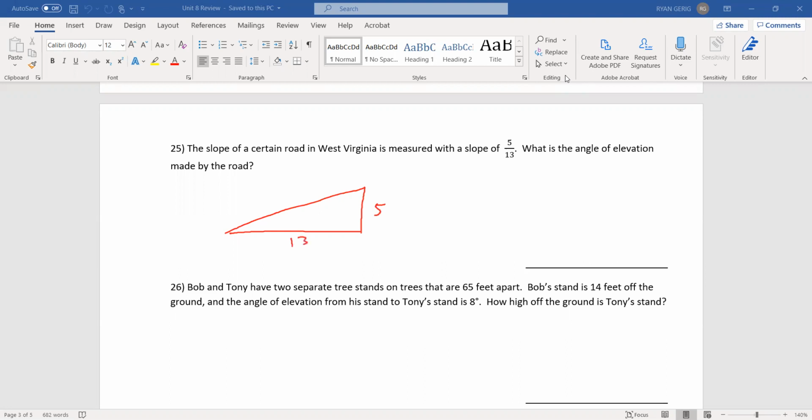So horizontal distance is 13. The angle of elevation is here. So the angle of elevation is going to be tangent of x equals 5 over 13. Second, or inverse tangent, is 21 degrees. Okay. Next one.